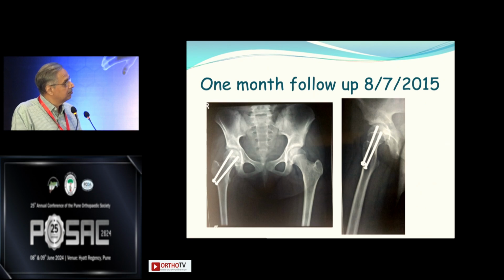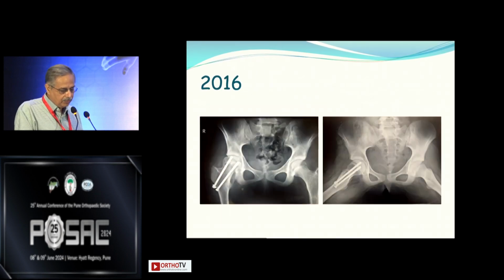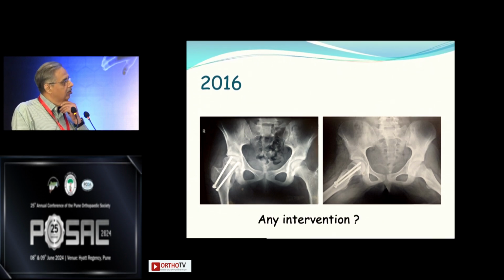The child was followed up, and at 1 year there seems to be some change in the shape of the head. So, any suggestions: would you intervene at this stage, or would you observe?